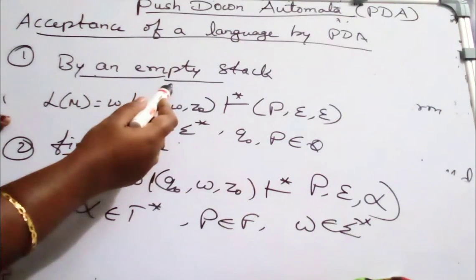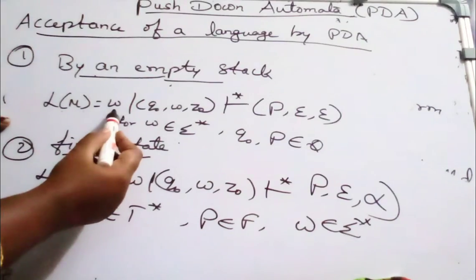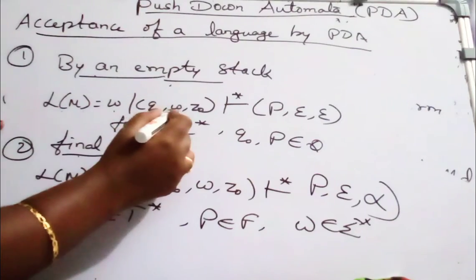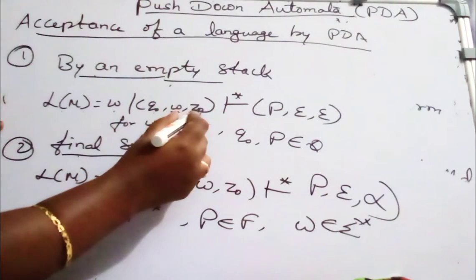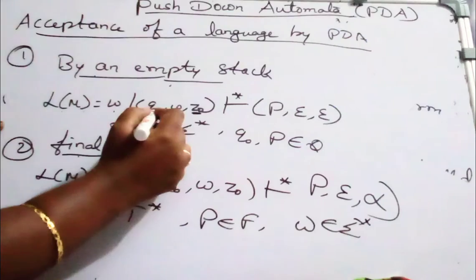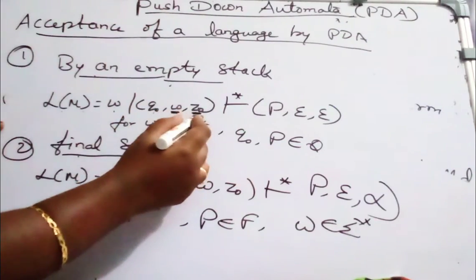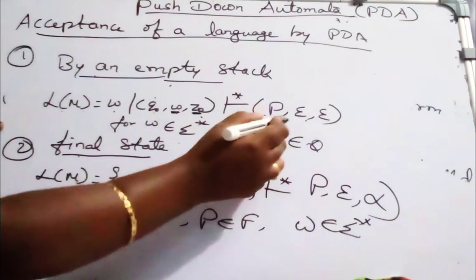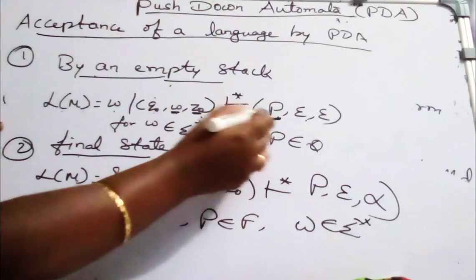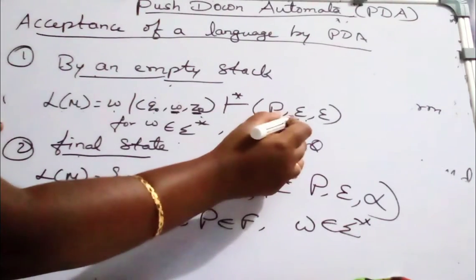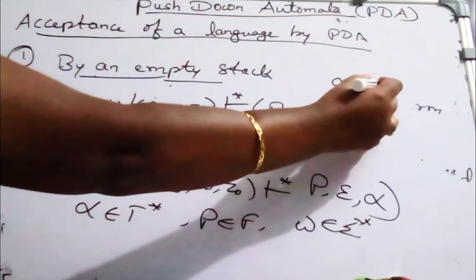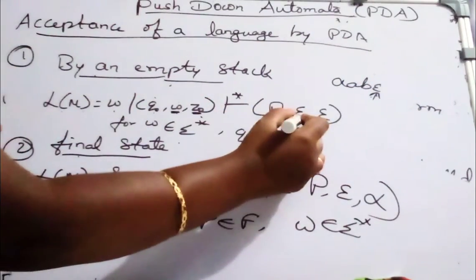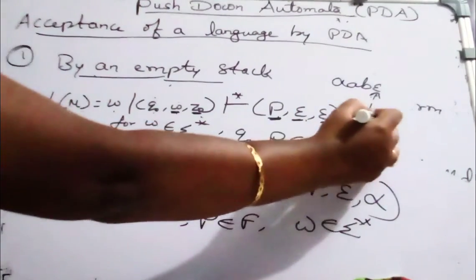So if you are writing by an empty stack, assume that L of M equals some string w, where from the starting state q0 comma w, it is scanning some input symbols from the string, and initially the top of the stack is Z0. From q0, on consuming some input, when the content of the stack is Z0, it is moving to the final state P. And the string in the last configuration should be completely consumed. It has become null. Suppose this is my string, here I have null epsilon. If I reach epsilon, it means I have reached the end of the string. So this should be null, and the content of the stack also should be empty.